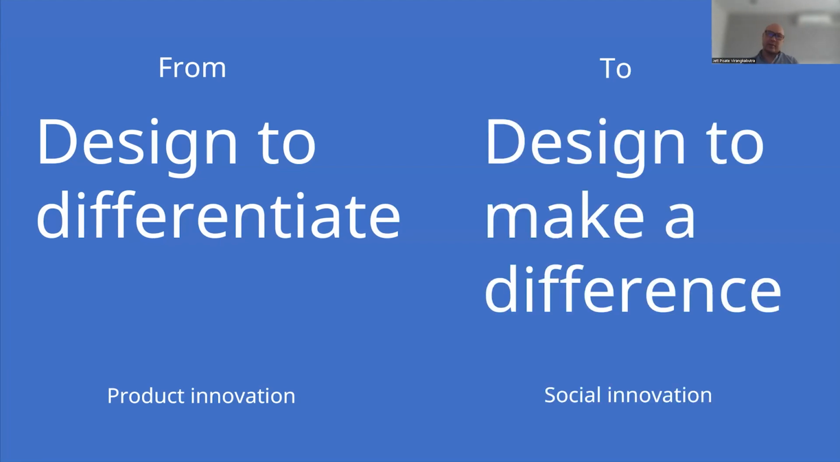So design, originally, is to differentiate, and that's product innovation. But in this course, we're talking about design to make a difference, which is social innovation.